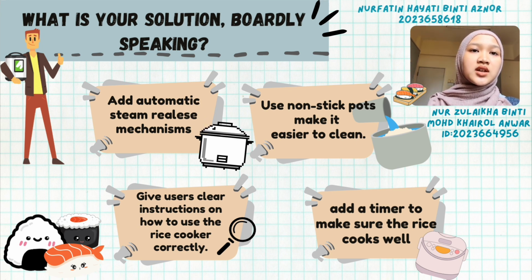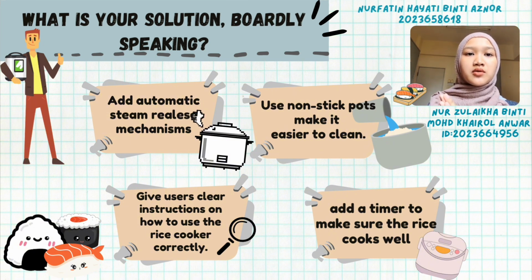Part 4, set cooking options, which is we will select the desired cooking mode, for example, for white rice or for brown rice. The fifth one is we will start the cooking, which is we will close the lid and press the start button.